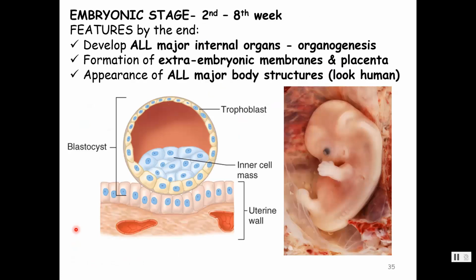Okay, so like I said, we are going to go from that mass, that pancake if you want to think about it, to something that looks human by the end. We're going to get all major internal organs taking place. We're also going to have to talk about the extra-embryonic membranes and the placenta. And like I said, you can see ears, eyes, nose, fingers, and you're going to see toes. You can kind of already see everything's in place. So, the appearance of all major body structures, looks human by the end of the embryonic stage of development.